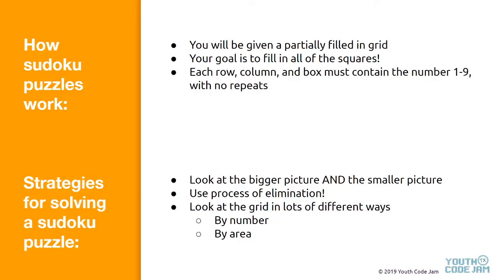So you'll be given a partially filled in grid, and your goal is to fill in all of the squares using the numbers 1 through 9. Every row, every column, and every box must contain the numbers 1 through 9 with no repeats.